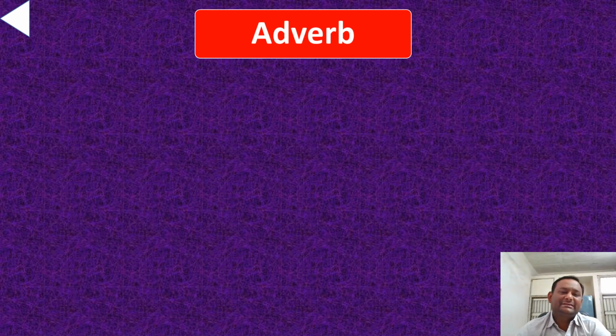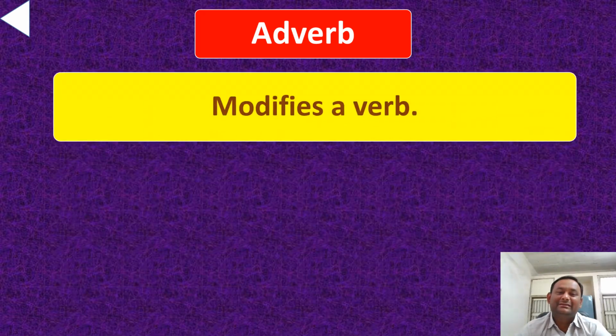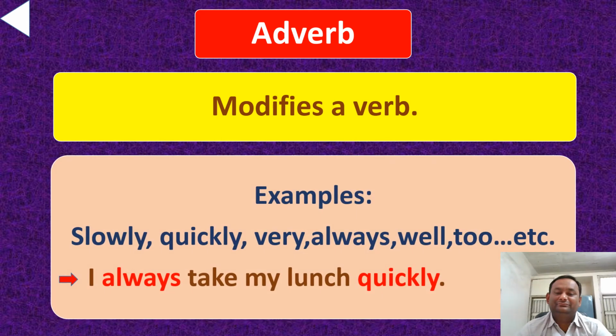After verb, the next word is adverb. Remember in the story, adverb is the second daughter. So adverb modifies a verb. For example, slowly, quickly, very, always, well, too. Such are the words. When we use them in the sentence, they try to tell something more about verb. It means they modify a verb.